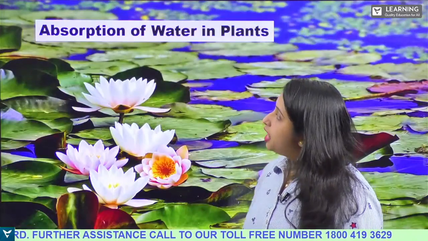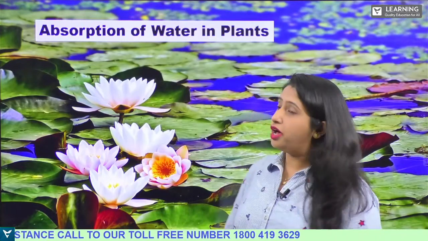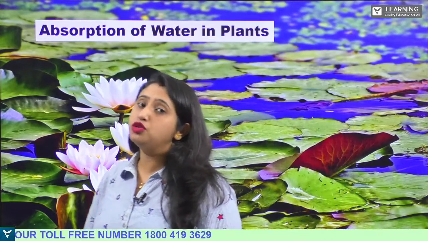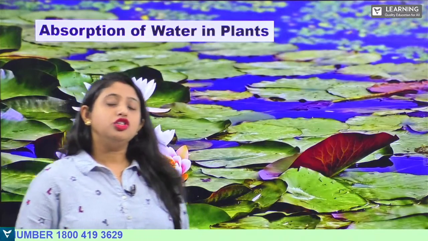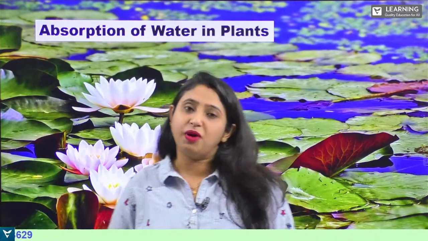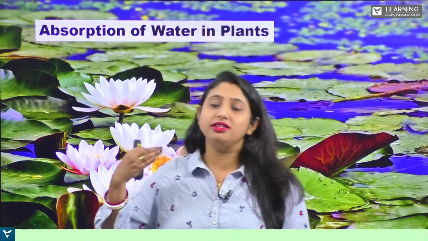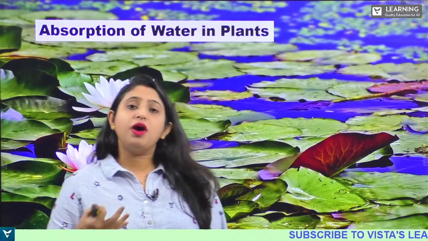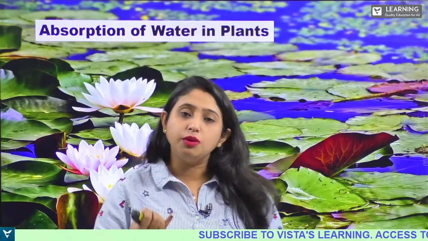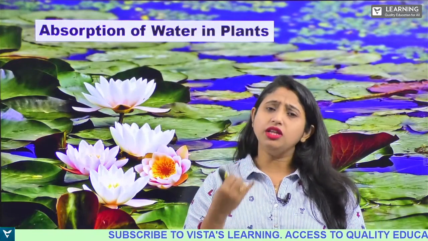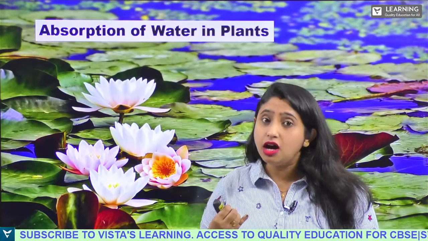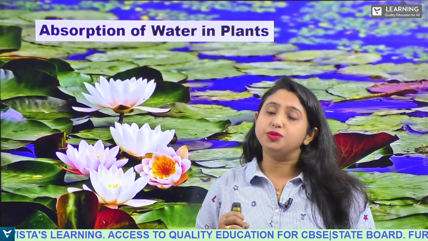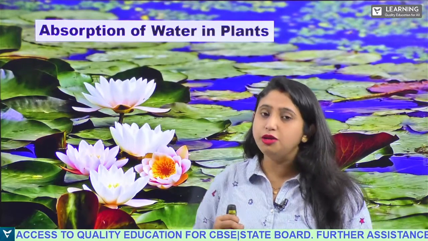So, absorption of water in plants. Today we are going to learn about absorption of water in plants. You already know about the various parts of the plants, that is the roots, leaves, stem, and flower. So which part of the plant is responsible for absorption of water? The underground part of the plant, that is the roots. The root is responsible for the absorption of water in plants.